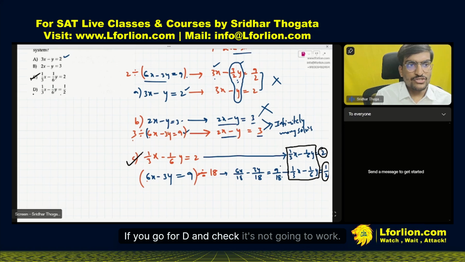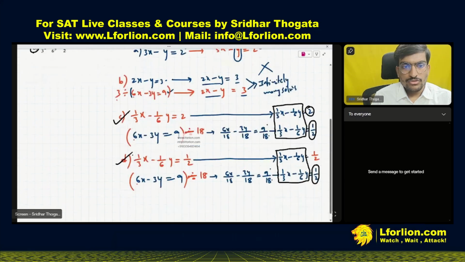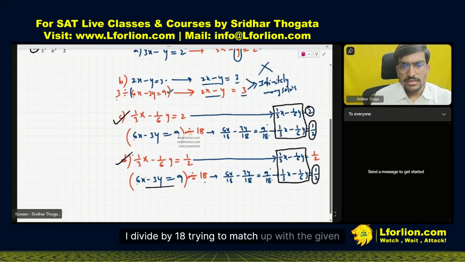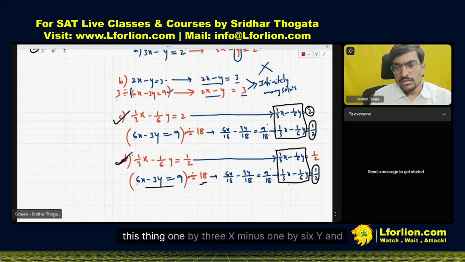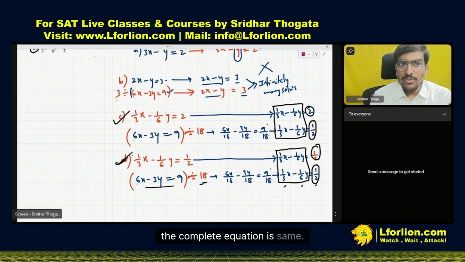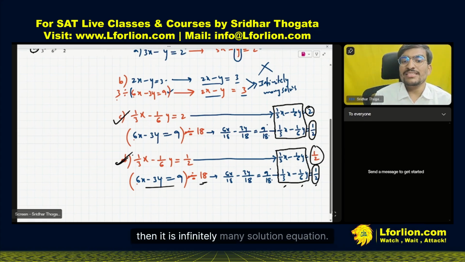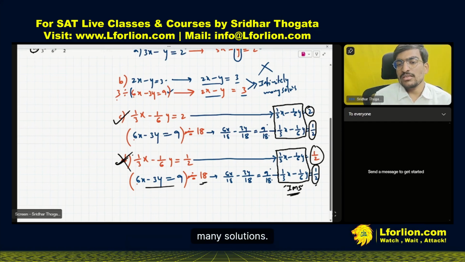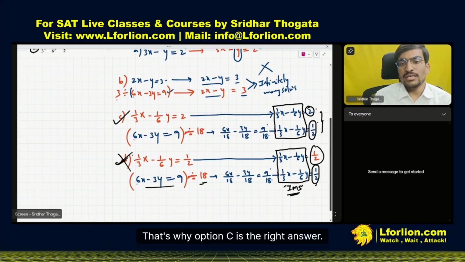If you go for D and check, it's not going to work. We do the same with option D. I took the option D equation and did the same, dividing by 18 to match up with option D. After dividing by 18, I got 1 by 3x minus 1 by 6y and 1 by 2. If you see carefully, both equations are exactly the same. If both equations are exactly the same, then it is an infinitely many solutions equation. It's not no solution. The constants are not different, that's why option C is the right answer.